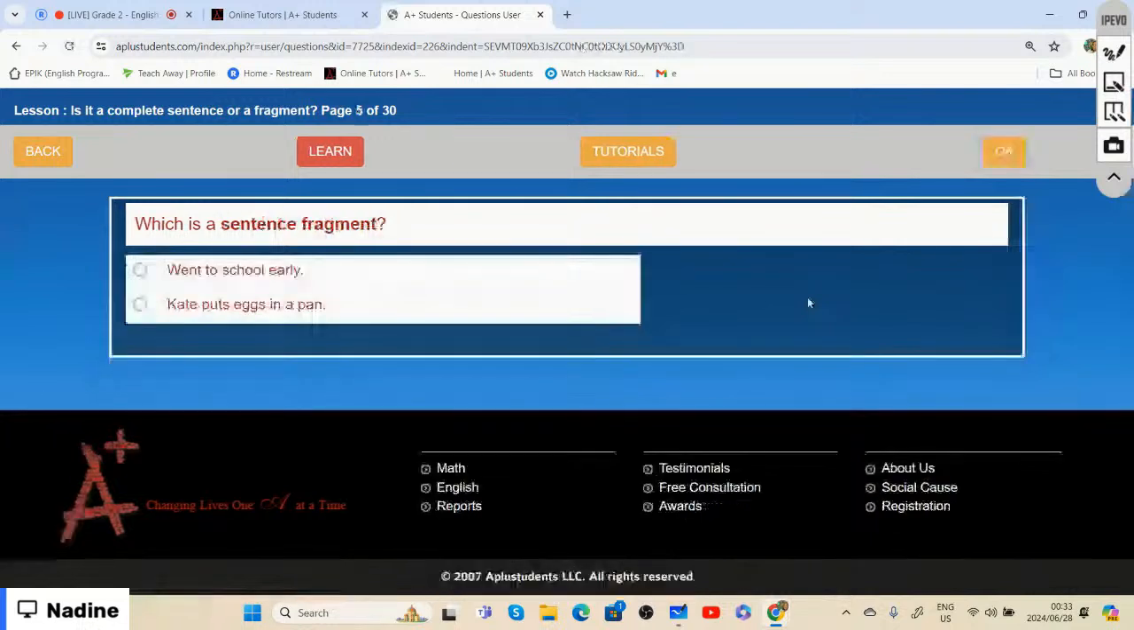All right, let's do the last one and then we're going on to the next lesson. We need to identify the sentence fragment. Remember, a sentence fragment is either missing a subject or it is missing a verb. It says option one, went to school early, or option two, Kate puts eggs in a pan. Which option is either missing a subject or missing a verb?